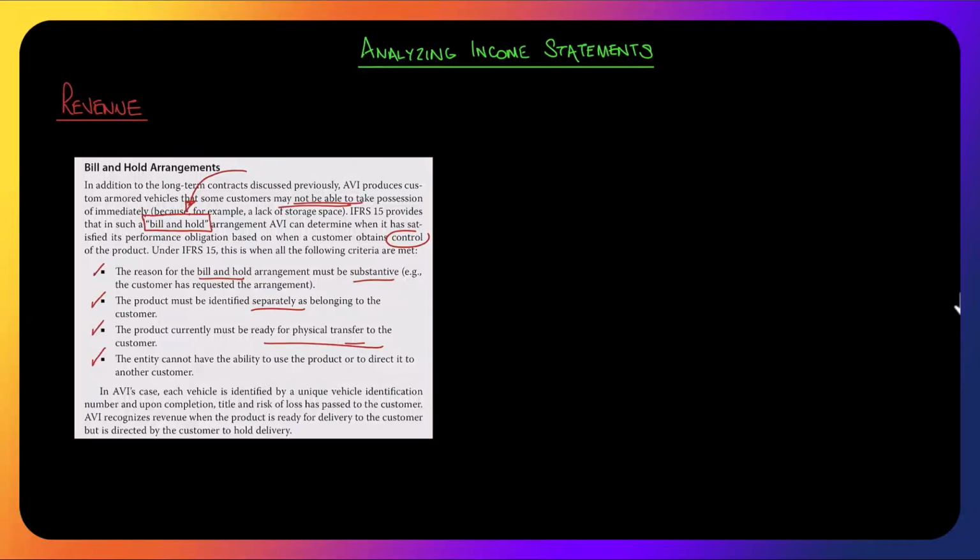If all 4 of those are met, okay, it's bill and hold, and you will be able to recognize revenue even though the customer doesn't have physical possession.